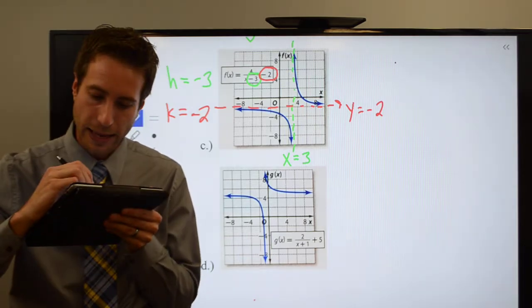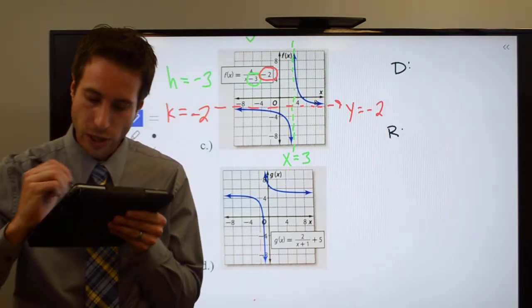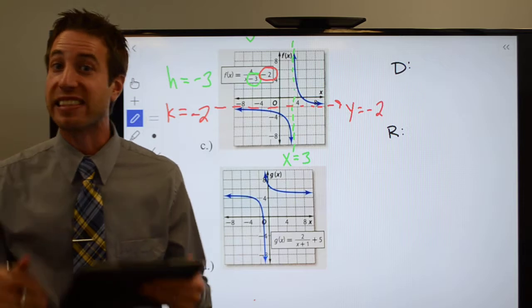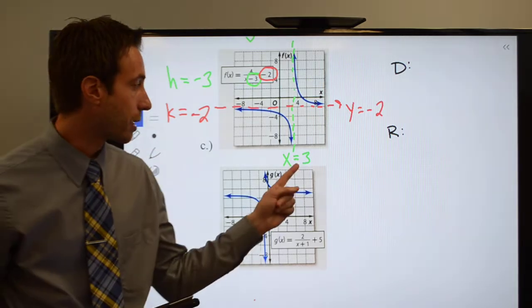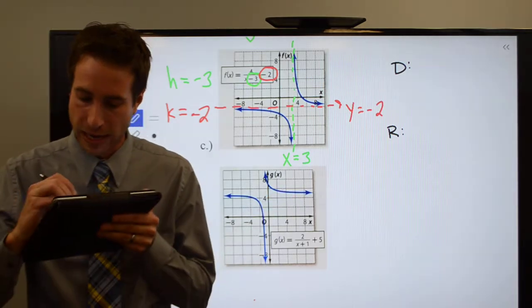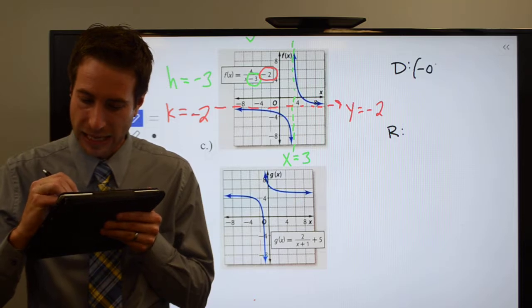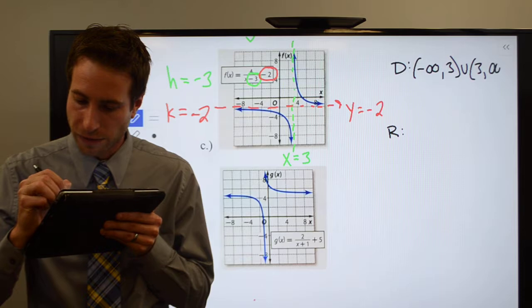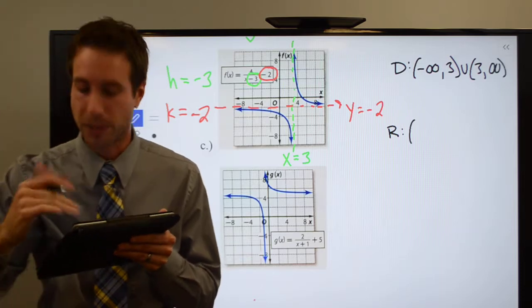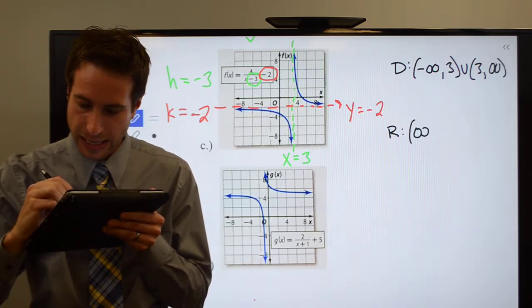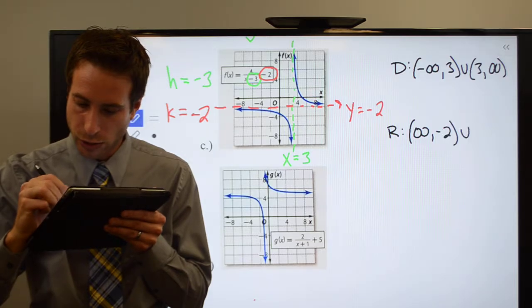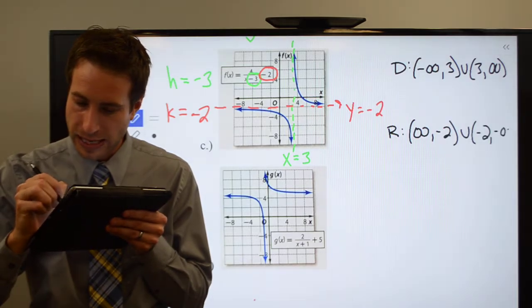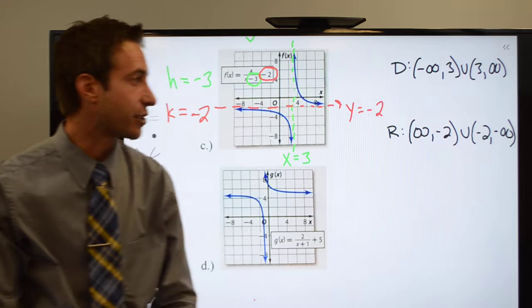All right, so domain, range. Domain is going to be everything except the vertical asymptote, and my vertical asymptote is at 3. We read left to right, so negative infinity to 3, union 3 to infinity, and the range top to bottom, infinity to negative 2, union negative 2 to negative infinity. Sorry about that, I had to squeeze over there.